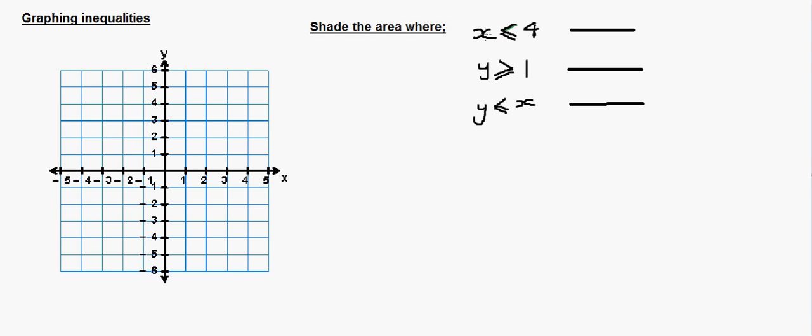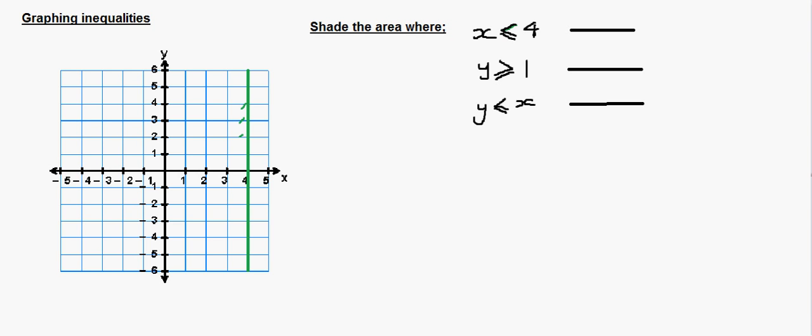So where x is less than or equal to 4, I go to where x is 4, so anywhere on this line, and I know that I'm only interested where x is less than 4, so I'm only interested in anything this side of the line.